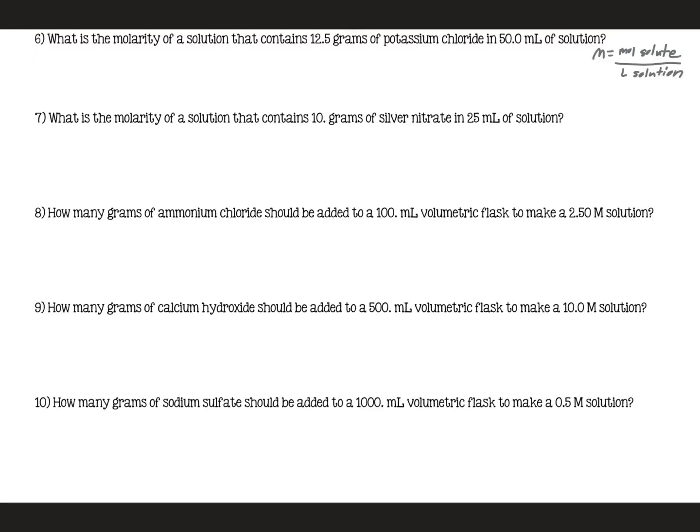For number 6, consider what is the molarity of a solution that contains 12.5 grams of potassium chloride, which has a molar mass of 74.55 grams per mole. If we divide the grams by the molar mass, we will get the moles, and then we can plug this into our formula. In 50 milliliters, so the number of liters is the number of milliliters divided by 1,000, of solution.